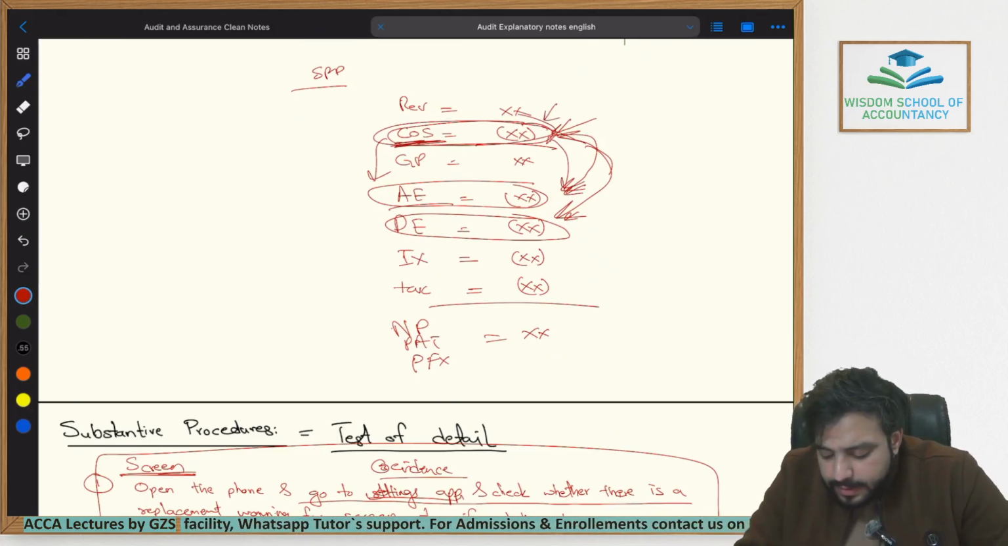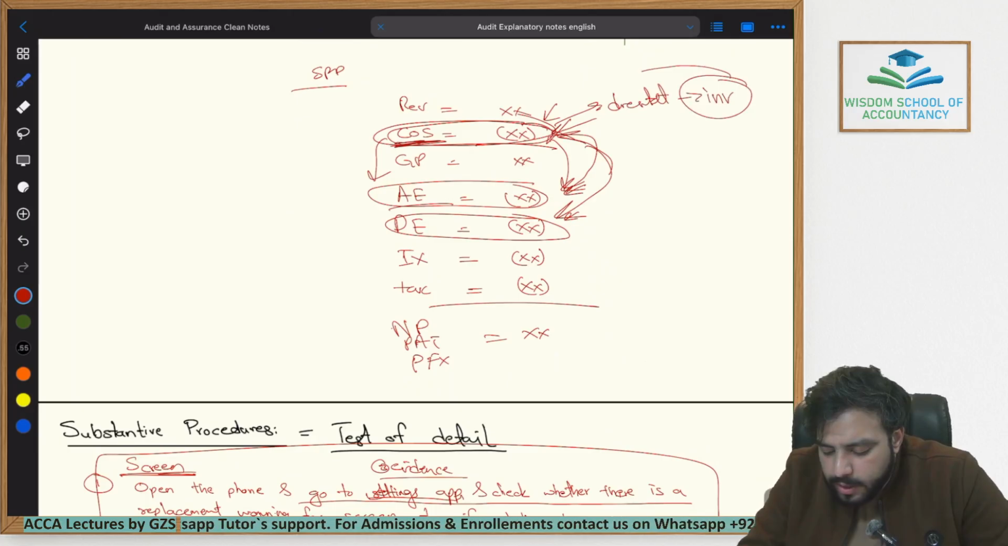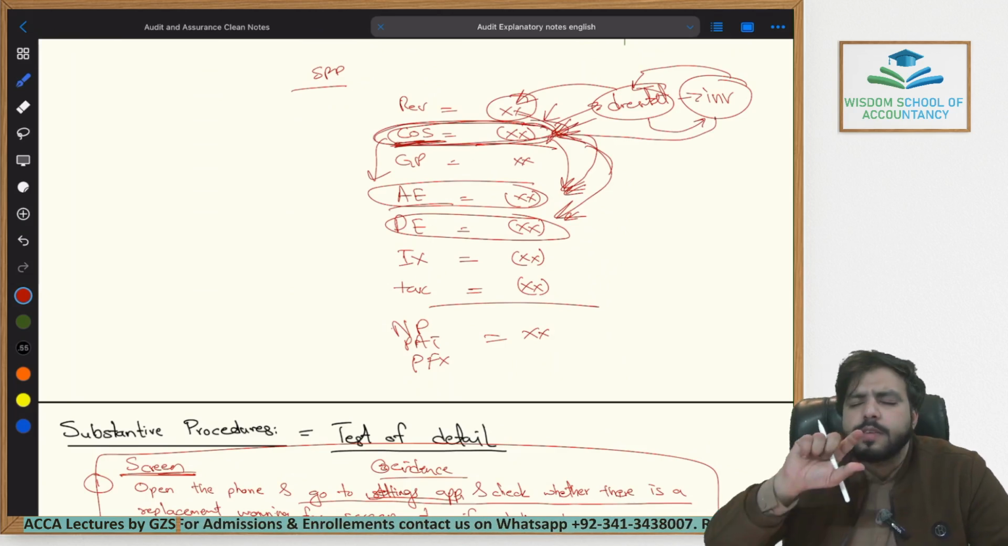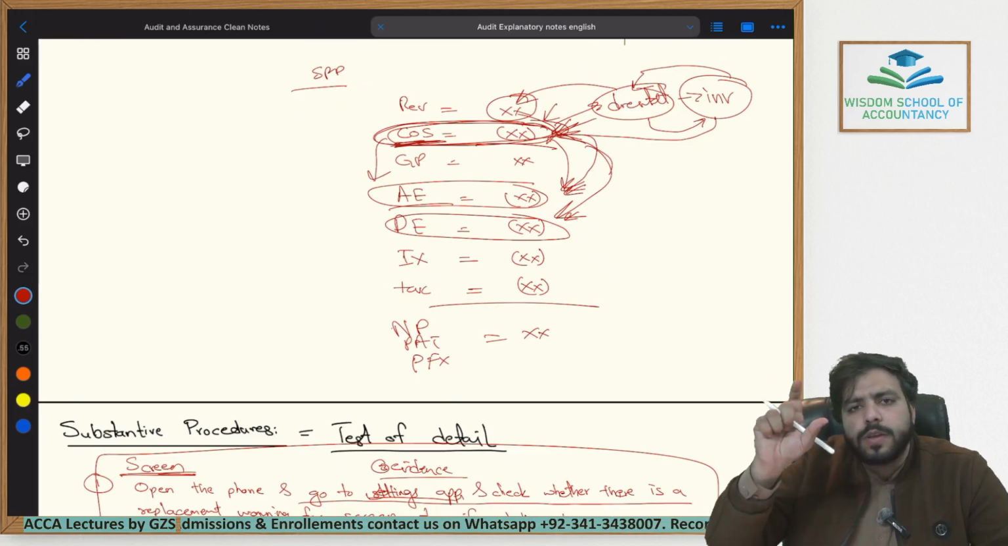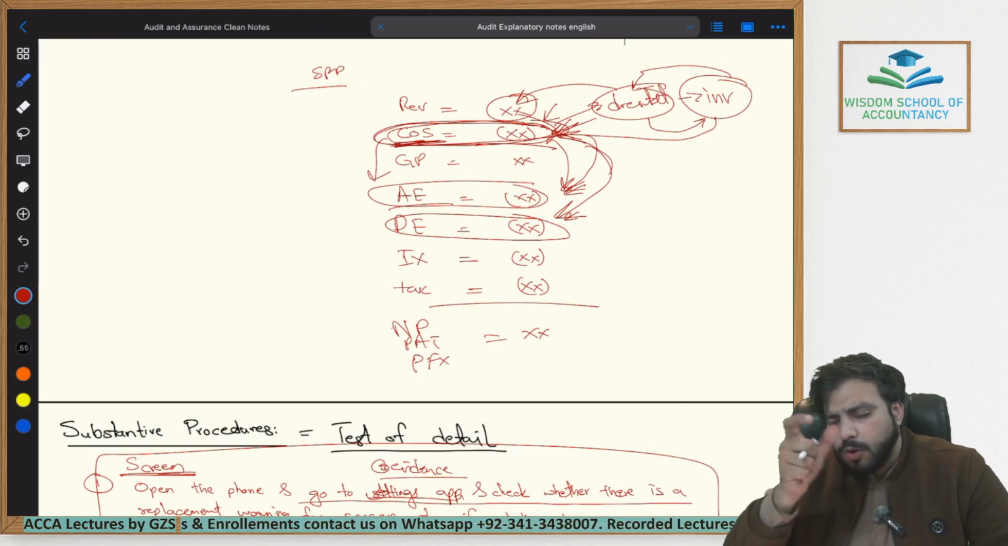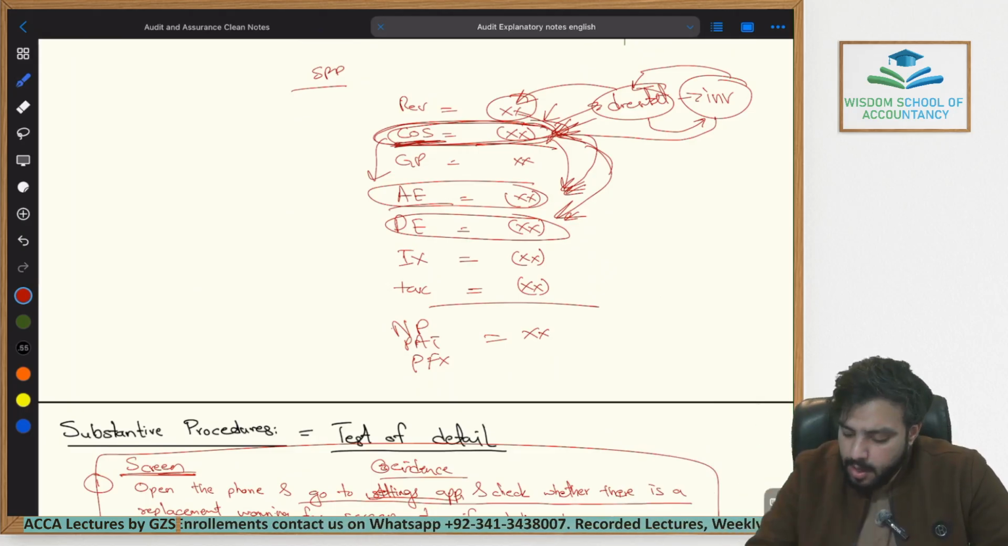Any expense that is directly related to the inventory that you are selling, inventory against which revenue is being recorded, any expenses in relation to them are only recorded within cost of sales. That is a small definition of cost of sales, although within SPR you study a very detailed definition. But for now, just understand this as a concept. Any direct expenses related to inventory should be recorded within cost of sales.